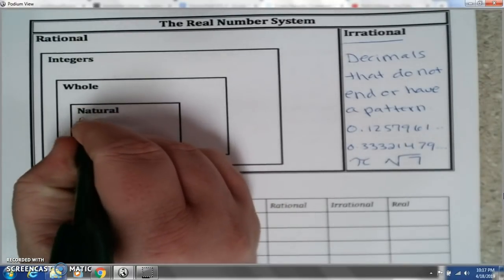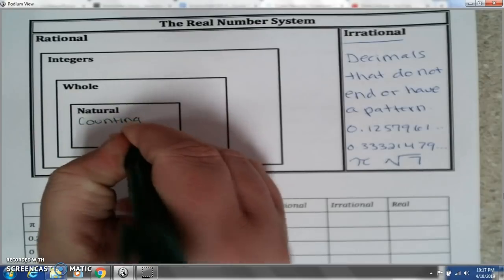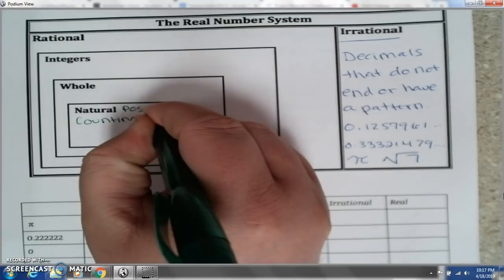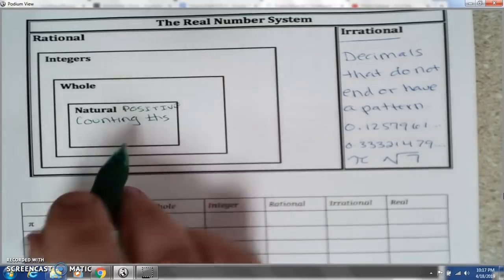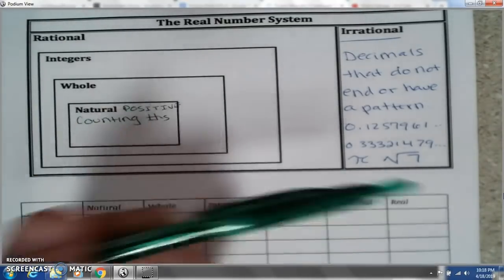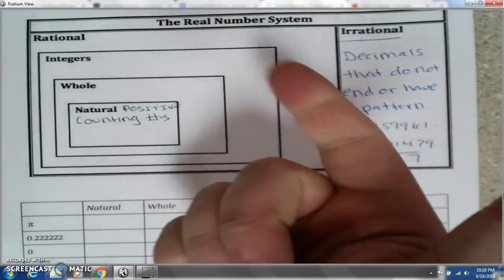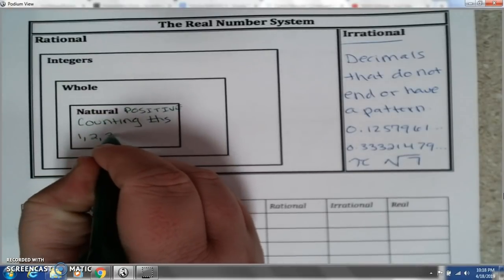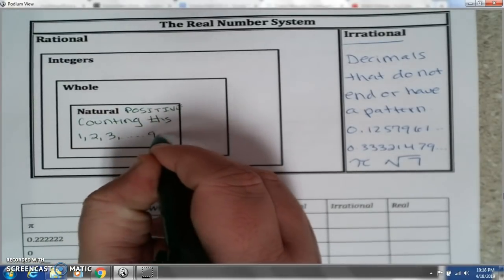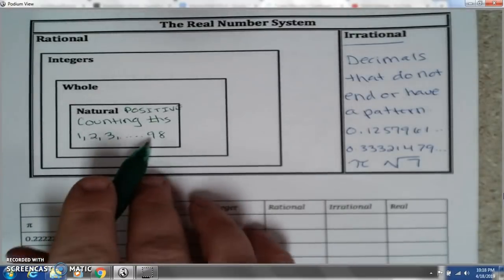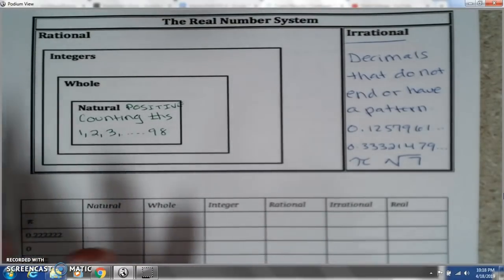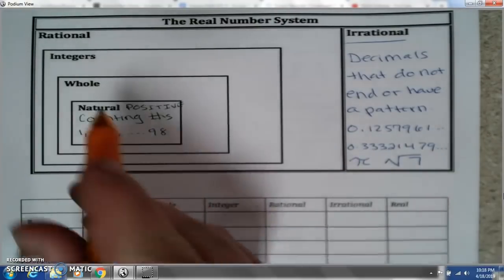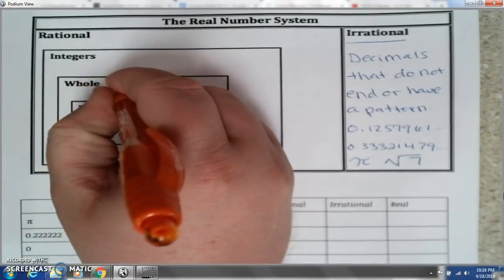So we're going to start with the selective, the picky people. Those are your counting numbers, okay? And they're positive, okay? Only the positive folks get in here. Your positive counting numbers. So things you can count on your hand, like 1, 2, 3, 4, 5, and so forth. You're counting sheep, all the way up to 98 or something like that. They're all your positives, okay? They're very exclusive, okay? Well, the next up are the whole numbers.